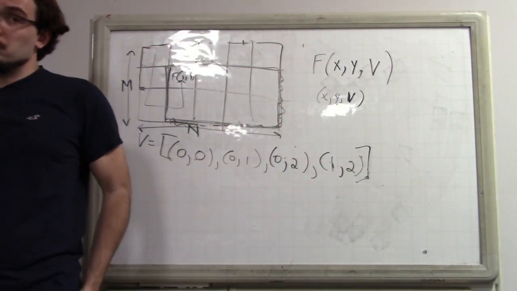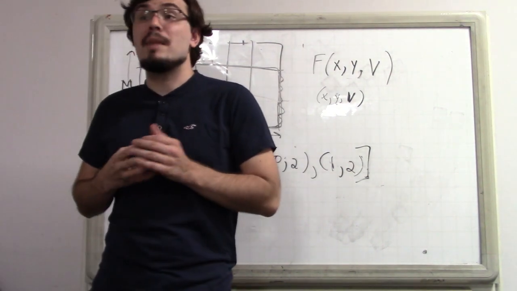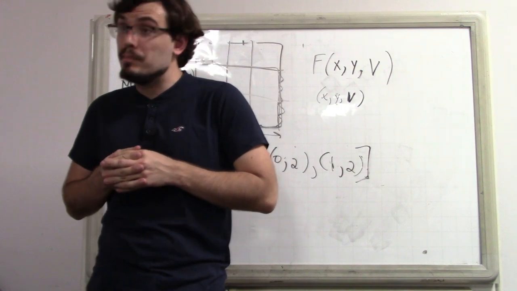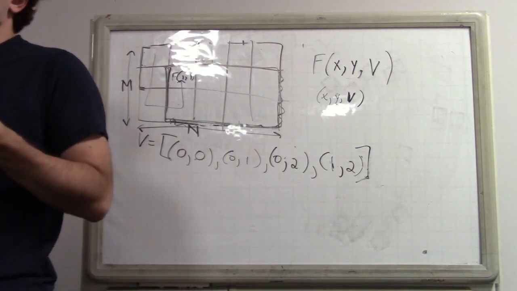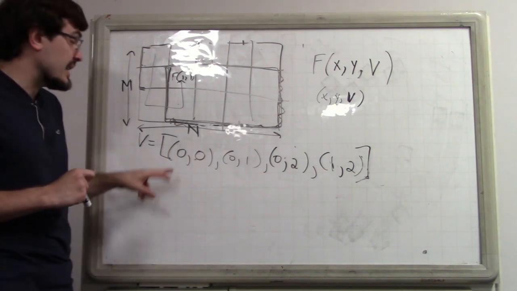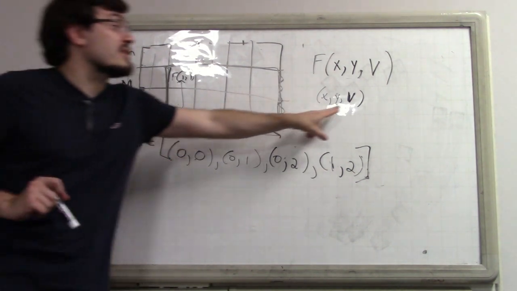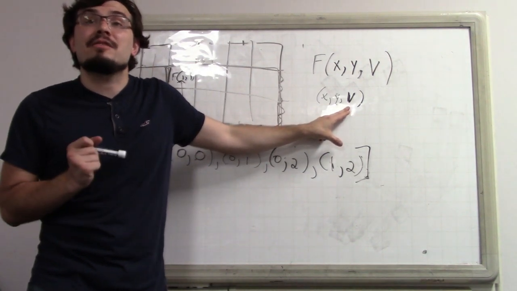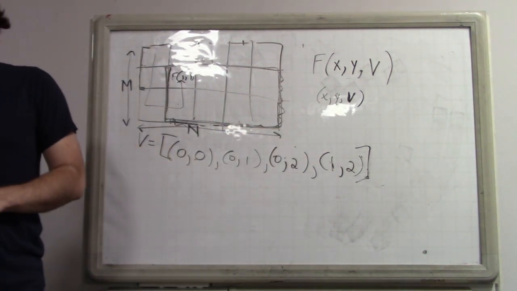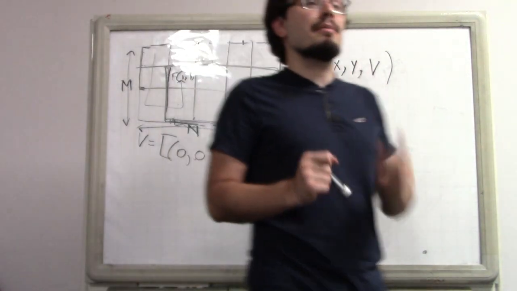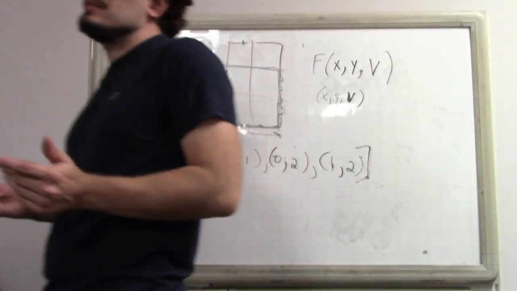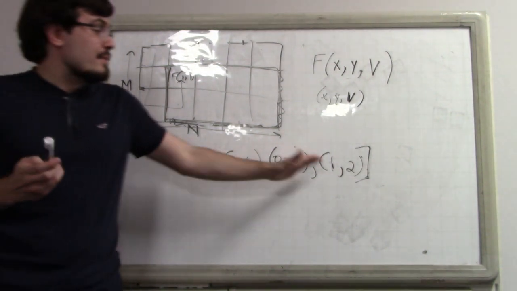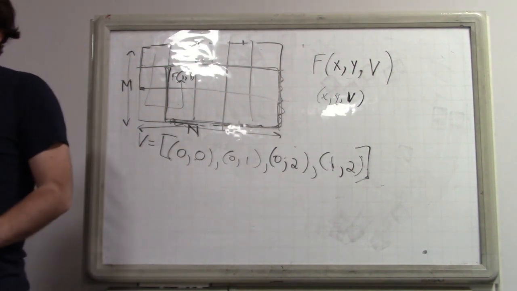N squared. No. Mn. Into the power of n. That's better. Yeah, definitely powers, right? It's not like m times n. Because remember, something counts as a distinct value if it's distinct in any way that matters functionally for that object. A set is distinct from another set if even one element differs. Order doesn't matter for a set because it's a set. But if a set differs from another set by even one element, it's a different set.